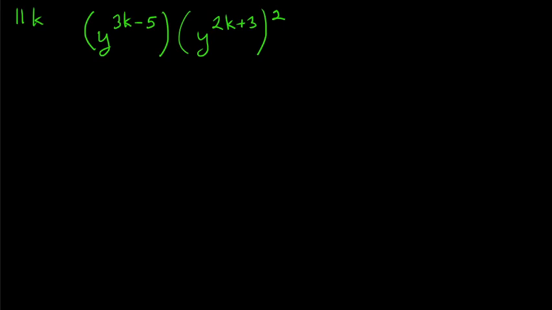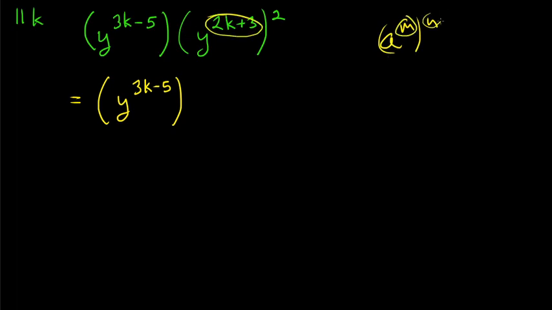Okay, 11k. So here's where it gets kind of tricky, because you might say, I don't know what k is, but k is a variable, sure, but you treat it just like any other exponent, right? So I would leave the first one alone. This is still y to the power 3k minus 5, whatever that is, right? Now notice that in the second factor here, this is just a to the m to the n, right? A is y, m is the 2k plus 3, right? And n is just 2.